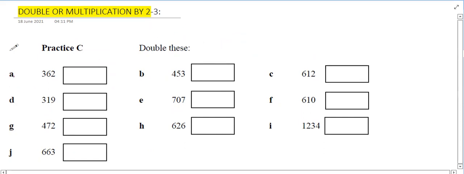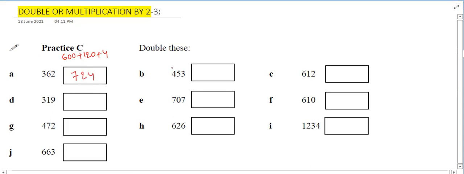Anvesha, first question. Oh, sorry, Anvesha is having a mic problem. Ayesha, first question. Yes, sir. 300 plus 300 is 600. 60 plus 60 is 120. 2 plus 2 is 4. So the answer is 724.